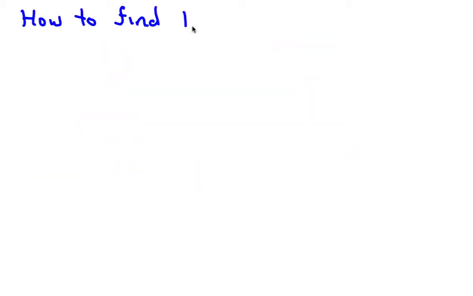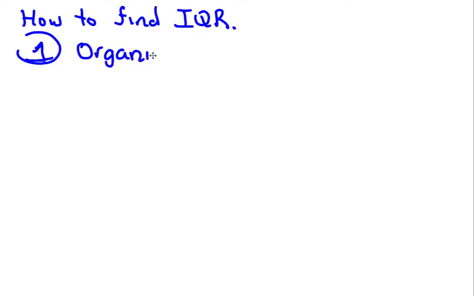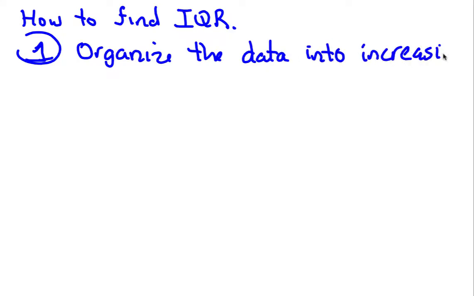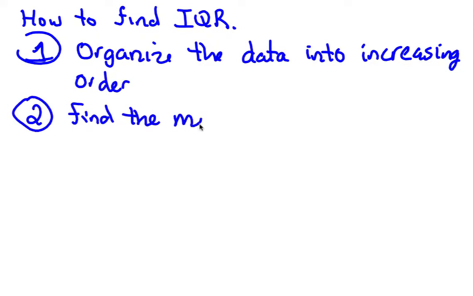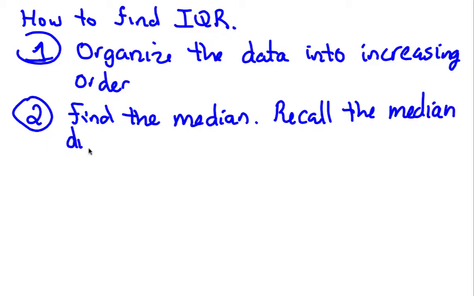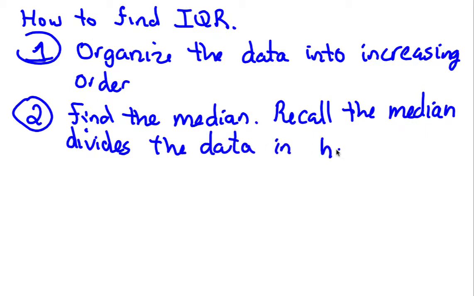So how do I find my interquartile range? Well, the first thing you have to do is organize your data into increasing order. The reason we organize into increasing order is so that we can find the median. And that's step 2. What is the median of your data? We learned how to find the median in the last video, which divides your data into 2 equal halves. It's the middle value.